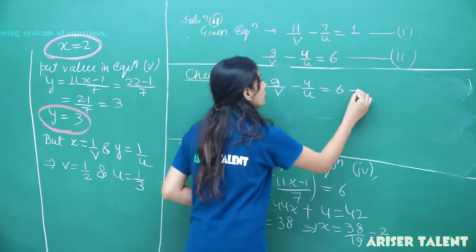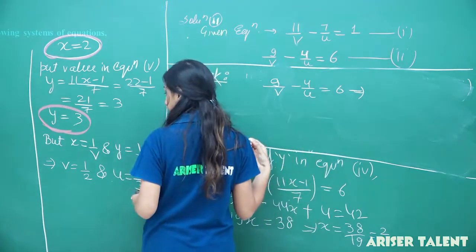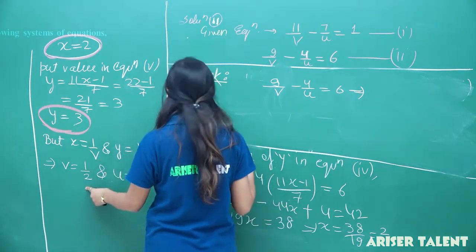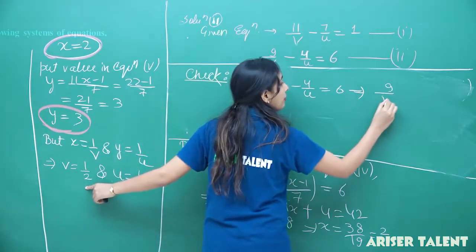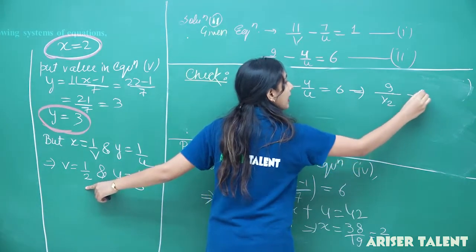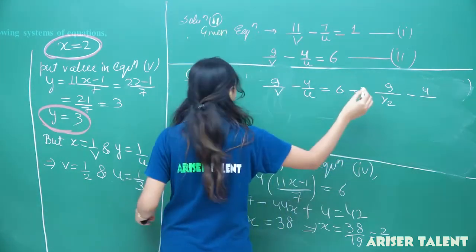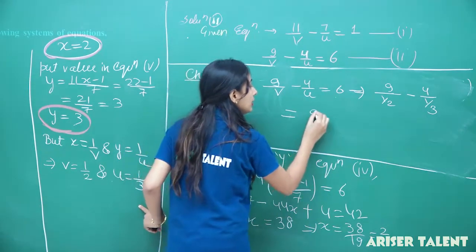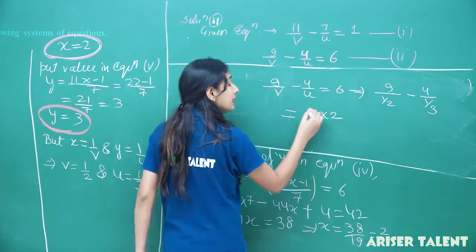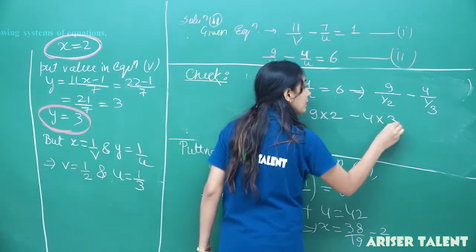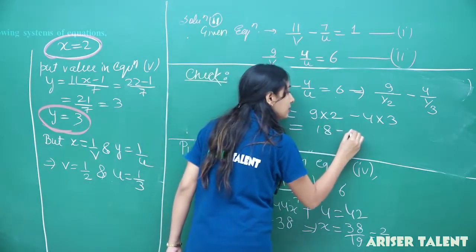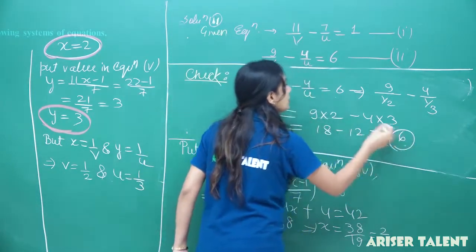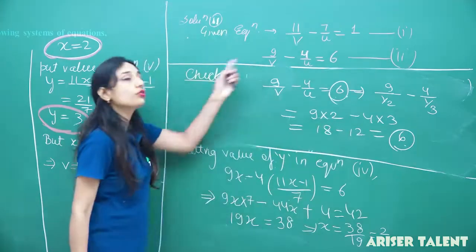This is 9, don't confuse it with 5. 9 by v. V is what? 1 by 2. So 9 by 1 by 2 minus 4 by 1 by 3 should be equal to 6. So 9 multiplied by 2 minus 4 multiplied by 3 equals 18 minus 12, and that is equal to what? 6. Again 6, student. So again this is also true.